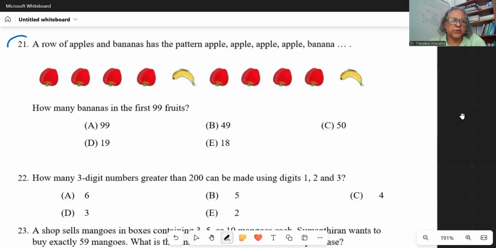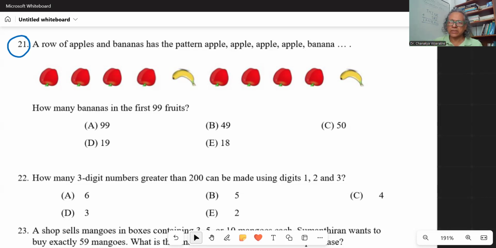The row of apples and bananas has a pattern: apple, apple, apple, apple, banana. So four apples and a banana, four apples and a banana in a row. How many bananas in the first 99 fruits?